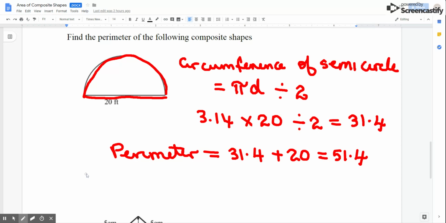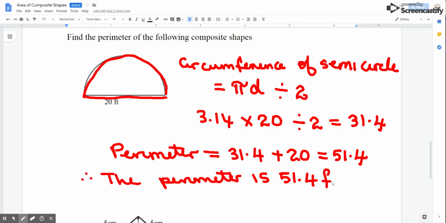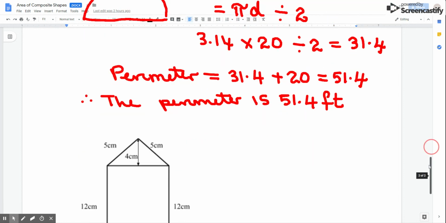And our unit is feet, so we say therefore the perimeter is 51.4 feet. We're not squaring any of these units. The unit for perimeter is just a unit for the distance. Let's look at our next example.